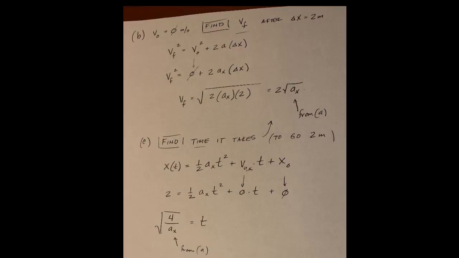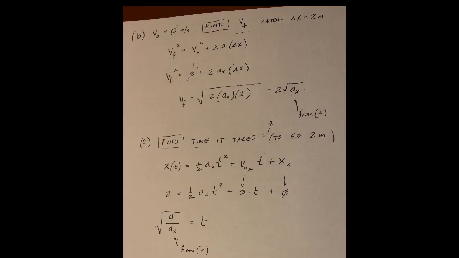It started at rest, so the initial velocity is 0. We figured out what the acceleration was, and we know that the change in position, this distance that it traveled, was 2 meters. So plug the numbers in, take a square root, then you end up seeing that the final velocity is 2 times the square root of that acceleration, which we found in part A. Ta-da!